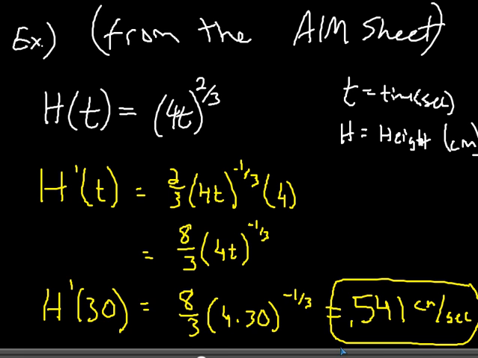Quick calculation in the calculator. The height is changing at a rate of 0.541 centimeters per second right at that time. So that answers the question of how fast is it changing. Now it may be different at different times. Maybe it's different at 20, at 15 seconds, but at that point in time, that tells us how fast it's changing.